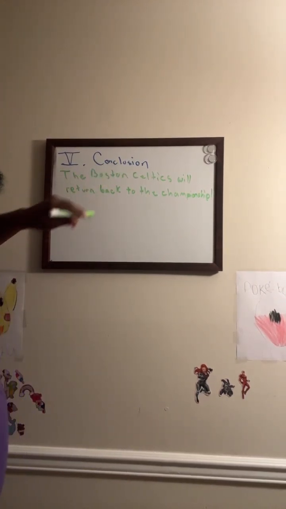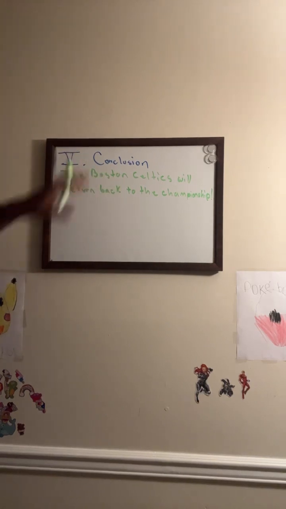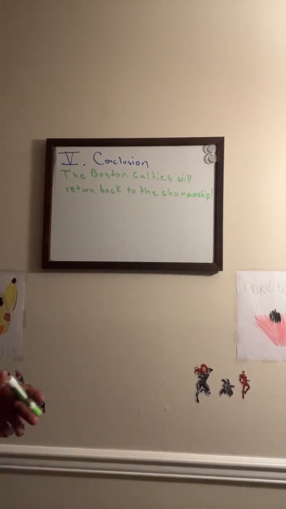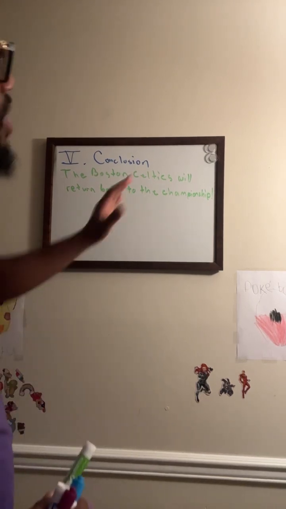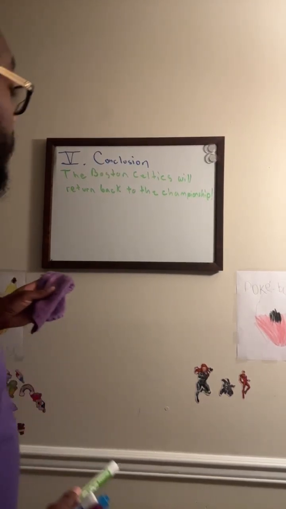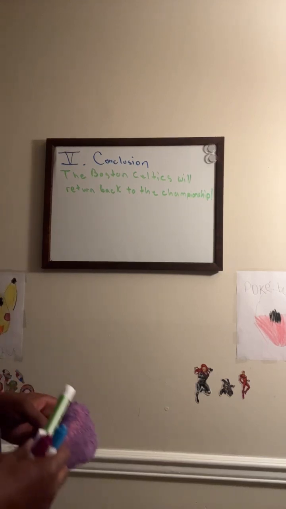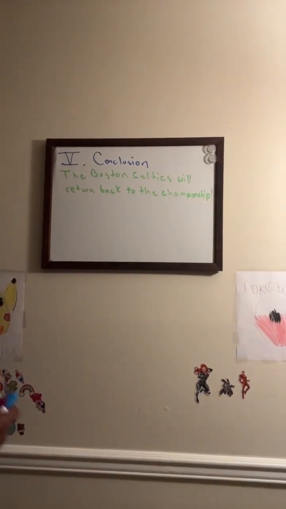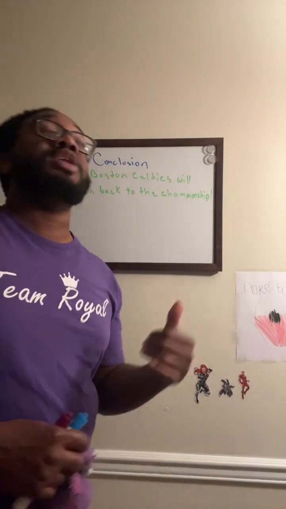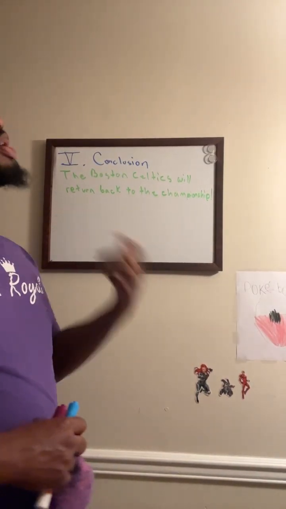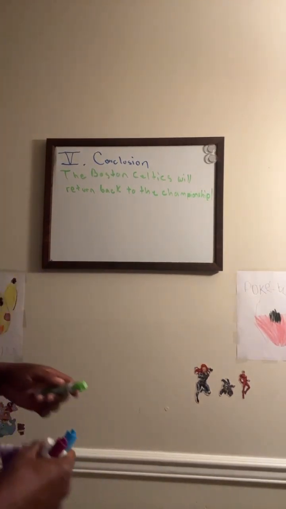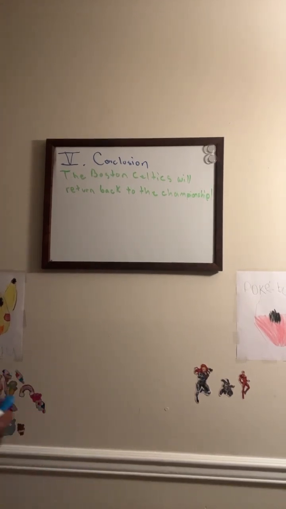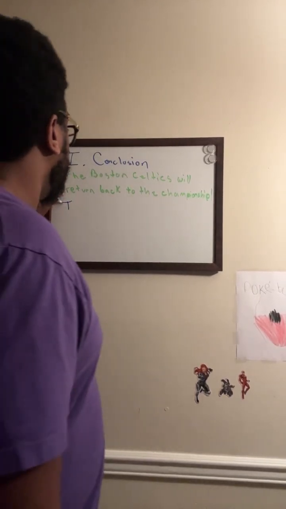But in your conclusion, when you're doing an outline, Roman numeral 5, before you transition it into an actual paragraph, you restate your thesis. All right, the Boston Celtics will return back to the championship. That was my original statement, okay? Now, that was my original claim. But my thesis statement included that they have Tatum and Jaylen Brown. They have the best record in the league, and they've been playing well. So in my conclusion, I will have to find another way to say that they have the best record in the league.